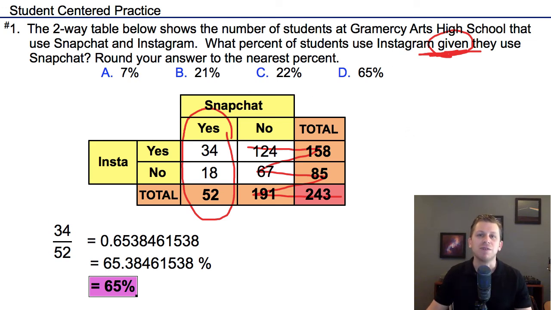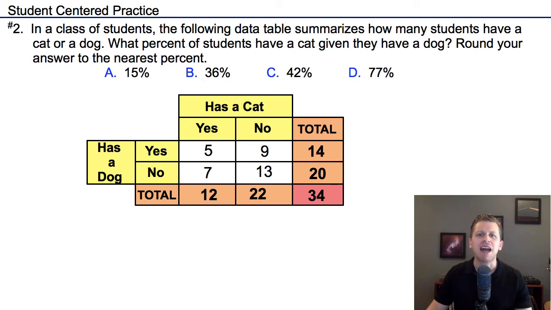Let's try another example. In a class of students, the following data summarizes how many students have a cat or a dog.